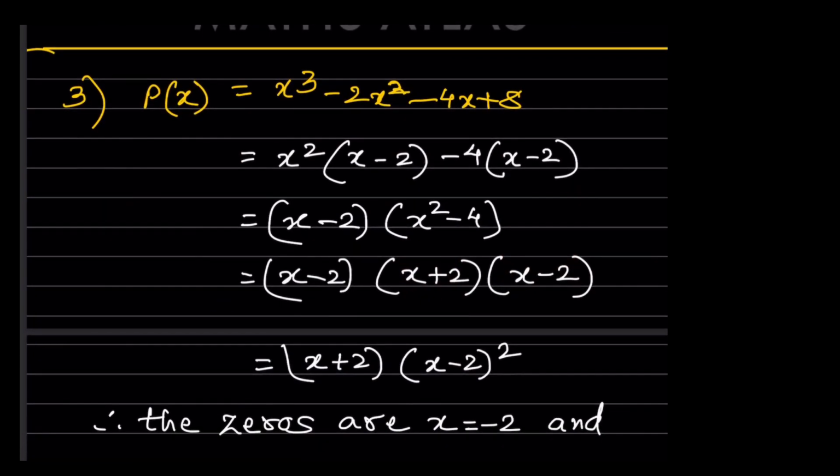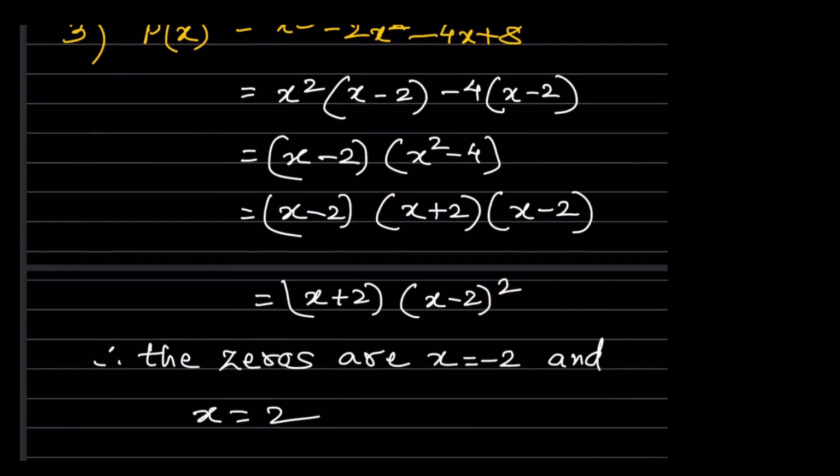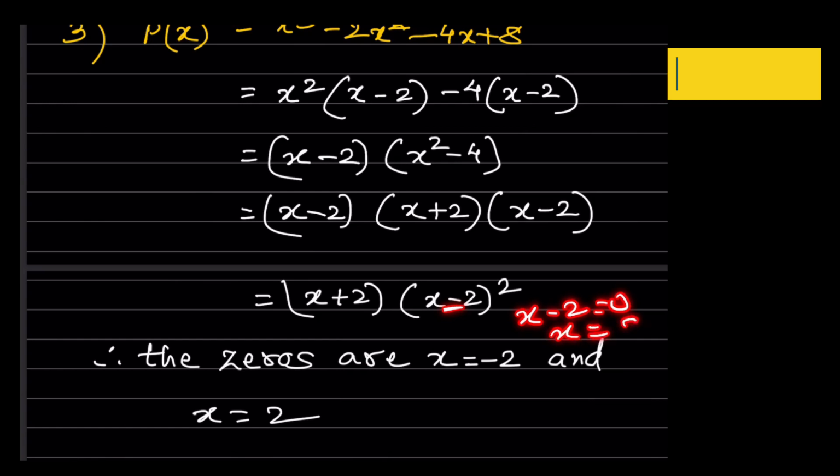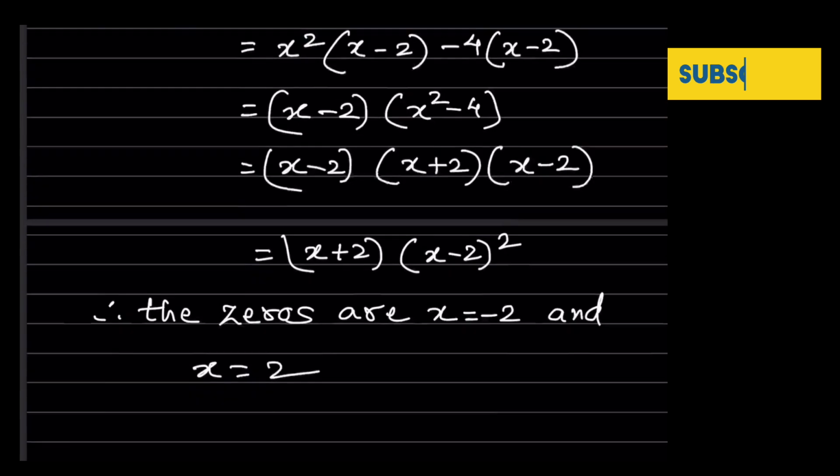Now what you can see here is that x plus 2 you would write here, and this is 2 times, so you would write x minus 2 whole bracket square. So the zeros are: x plus 2 is 0 means x is going to be minus 2. Now here x minus 2 is 0 means x is going to be 2. So the zeros are minus 2 and 2.